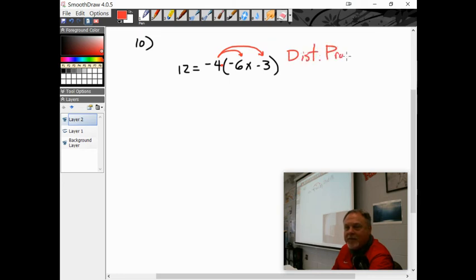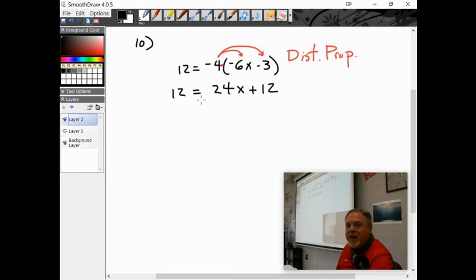Okay? You've had that before. So now we have the distributive property. We go ahead and multiply, and then we total it up. The 12 drops down. Negative 4 times negative 6. Negative times negative is positive. 4 times 6 is 24. Don't forget the x. Negative 4 times a negative 3 would be positive 12. And there we are at our second step.